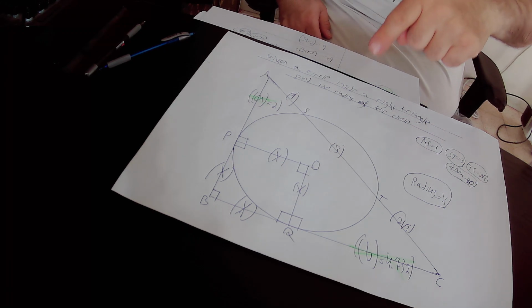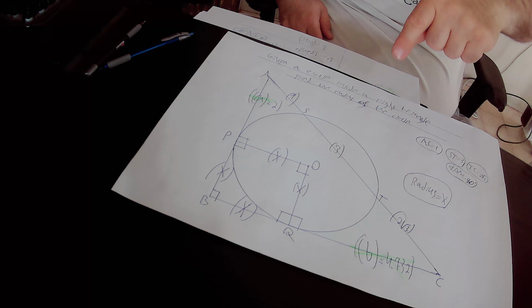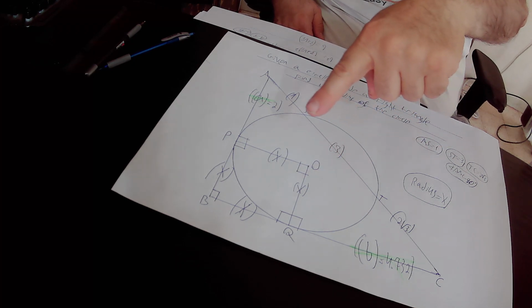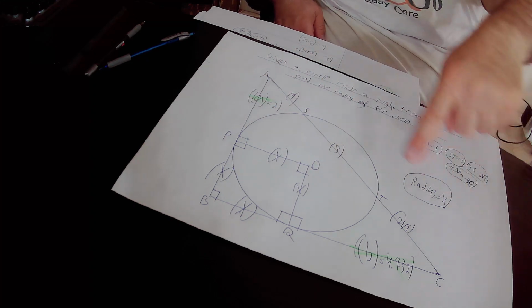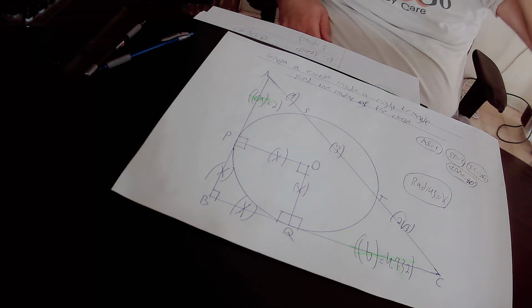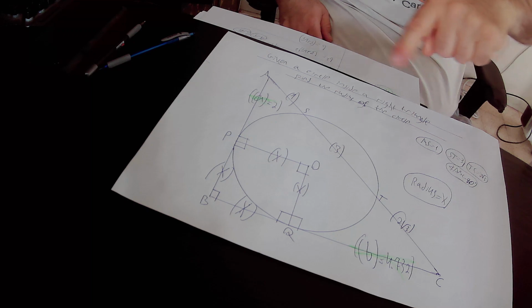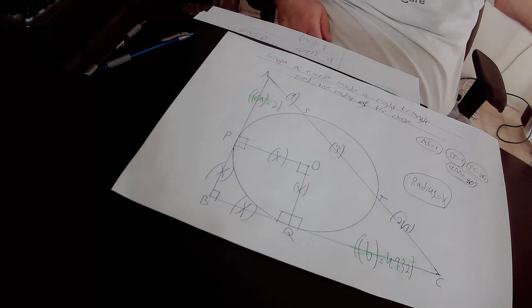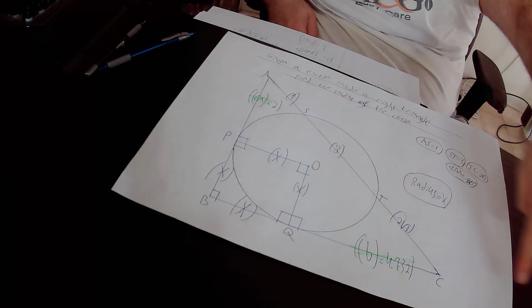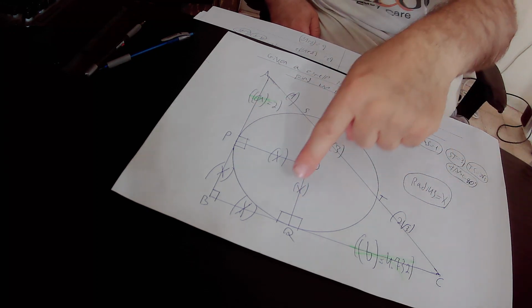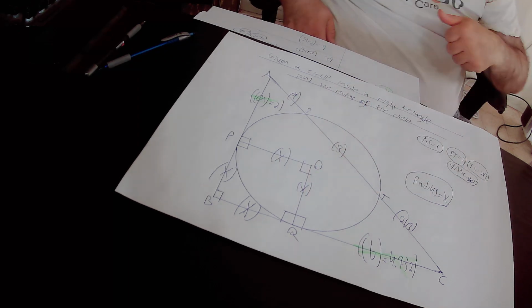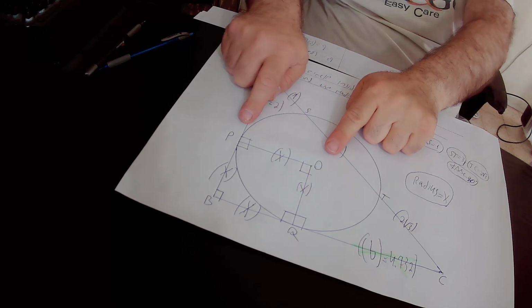We implemented here rule 1. Why? Because we have the radius OQ that is drawn to point Q, that is the point of tangency of tangent BC with this circle. Whenever you have a radius that is drawn to the point of tangency, then tangent BC will be perpendicular to the radius QO according to rule 1. If BC is perpendicular to QO, it means that this angle equals 90 degrees and this angle also equals 90 degrees.